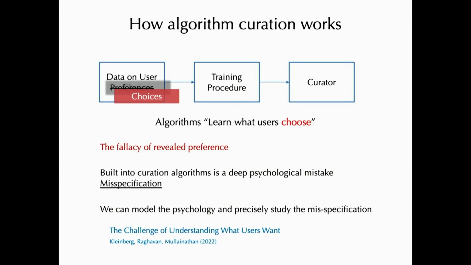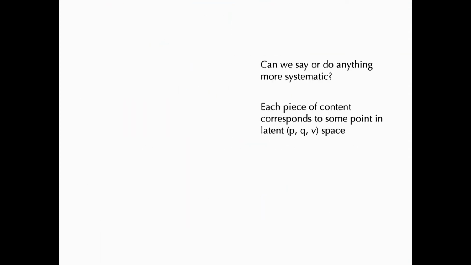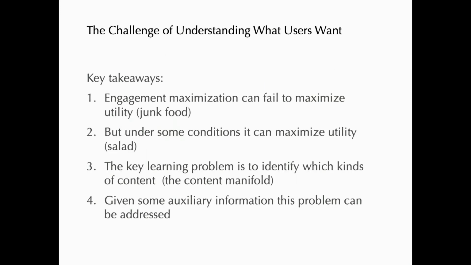So what do we get out of it? I'll skip the model itself. What do we get out of this misspecification? I'll just tell you quickly what we get. Engagement maximization can fail to maximize utility, but under some conditions, it actually does very well. Because revealed preference doesn't tell you we always fail. It says for some things, salad, nuts, and other things, engagement equals whatever. For some things, it's way off.